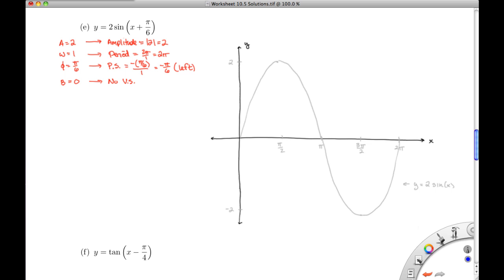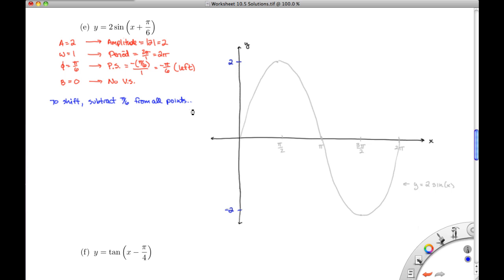So first I'm going to go ahead and put in these points. So our amplitude is from 2 to negative 2. And what we want to do now is shift everything to the left pi over 6. So let's do what we did in the last one and identify key points. So to shift, we subtract, since we're going to the left, so subtract pi over 6 from all points.